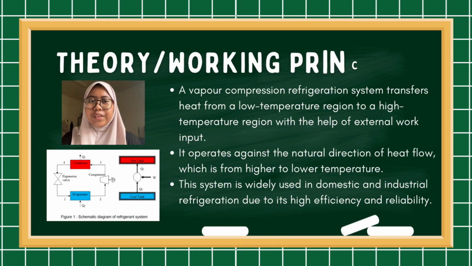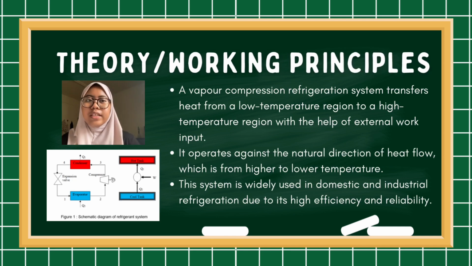Moving on to the theory. The theory for this experiment is that a vapor compression refrigeration system transfers heat from a low temperature region to a high temperature region with the help of external work input. It operates against the natural direction of heat flow, which is from higher to lower temperature. The system is widely used in domestic and industrial refrigeration due to its high efficiency and reliability.